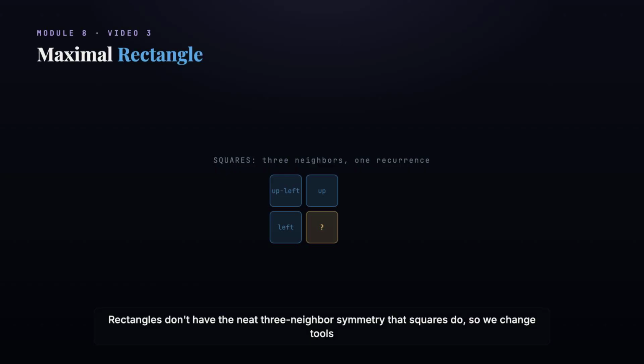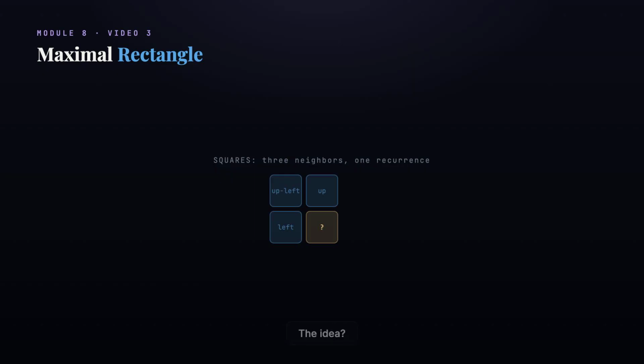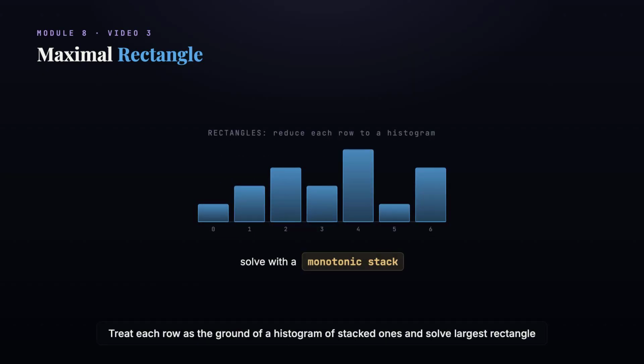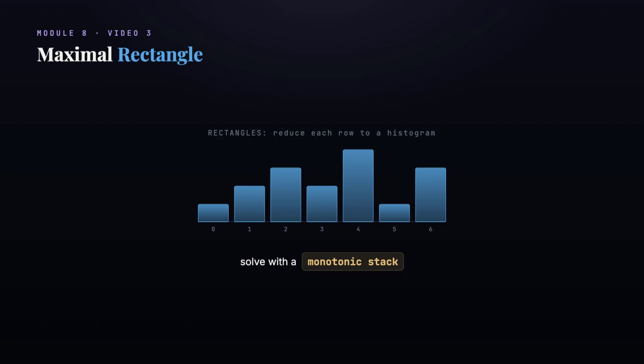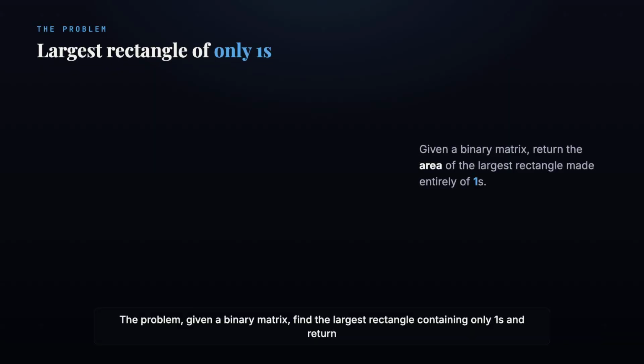Rectangles don't have the neat, three-neighbor symmetry that squares do, so we change tools entirely. The idea: treat each row as the ground of a histogram of stacked ones, and solve largest rectangle in a histogram, row by row, using a monotonic stack. The problem: given a binary matrix, find the largest rectangle containing only ones, and return its area.